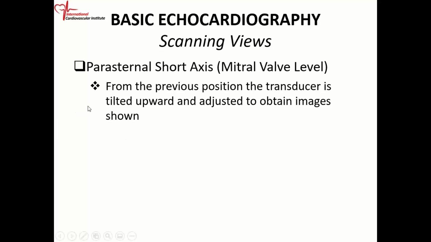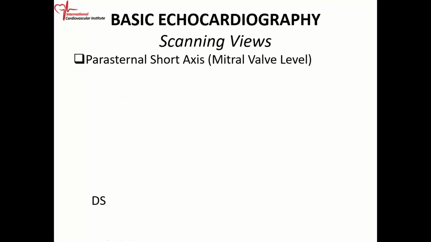To get the parasternal short axis view at the level of the mitral valve, you're going to move the head of the transducer up just a little bit. Again, very fine finesse movements. You have to know the image that you're supposed to get, and you just move it a little bit to get that image. From the previous position, the transducer is tilted upwards and adjusted to obtain the image.